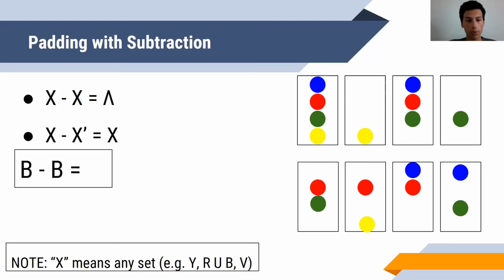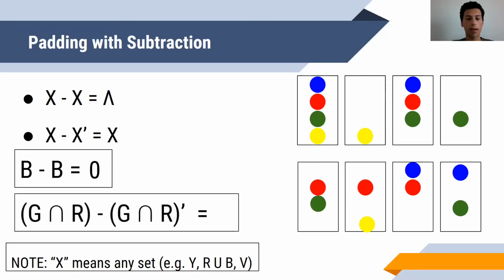So if we did blue minus blue, we take all the blue cards and subtract them from all the blue cards, which leaves you with no cards. So that's equal to 0. And if we did green and red minus, in parentheses, green and red prime, since we're subtracting that same expression prime, none of these cards are going to be the same as these cards. So we're not actually subtracting any of these cards from this set here. We're just left with this original set because we're subtracting nothing. If we just look at green and red, how many cards have both green and red? 1, 2, 3.